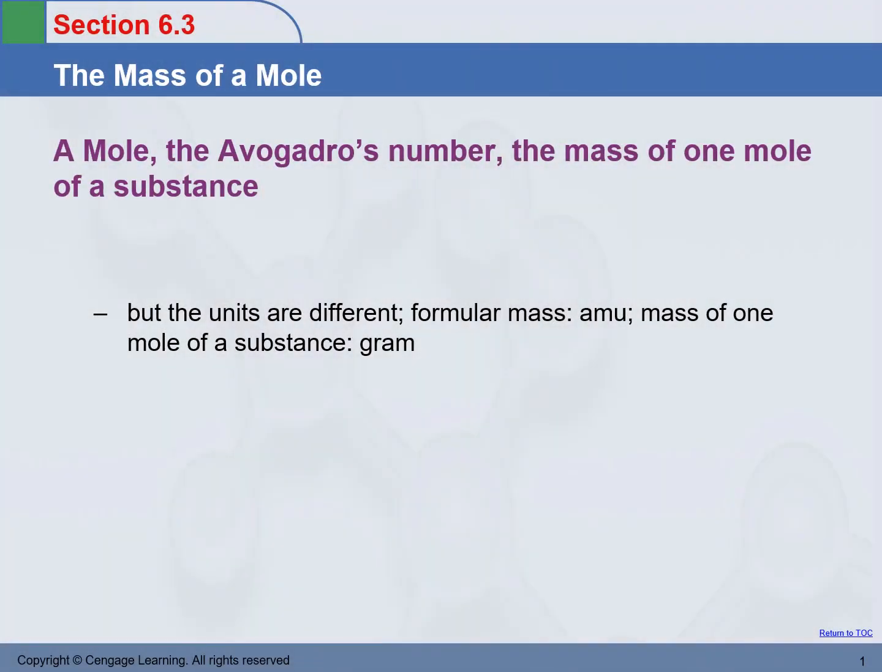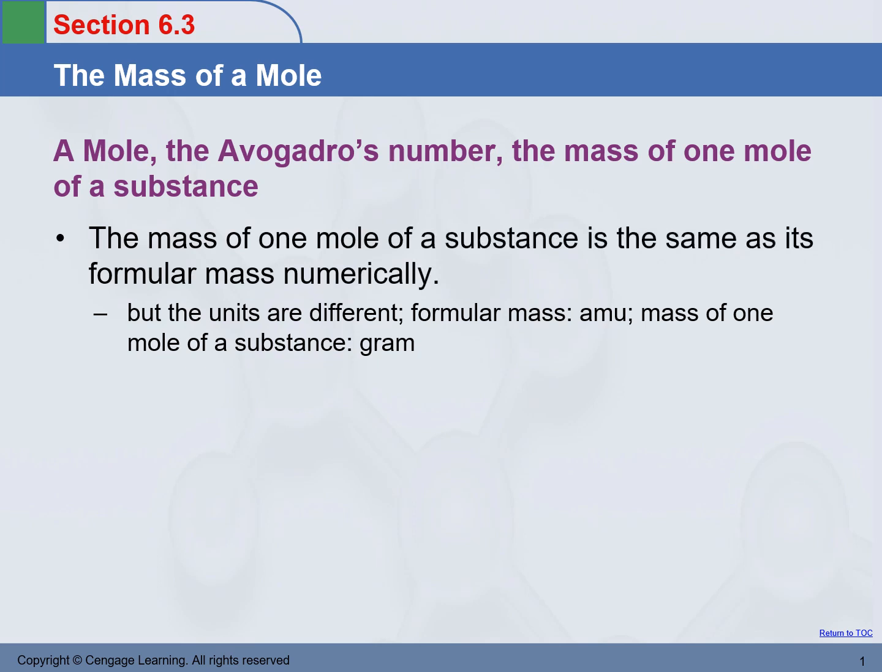Today, we're going to talk about another important concept called the mass of a mole. This is what we concluded at the end of our last lecture: the relationship between a mole, Avogadro's number, and the mass of 1 mole of a substance. We learned that the mass of 1 mole of a substance is the same as its formula mass numerically. They just have different units.